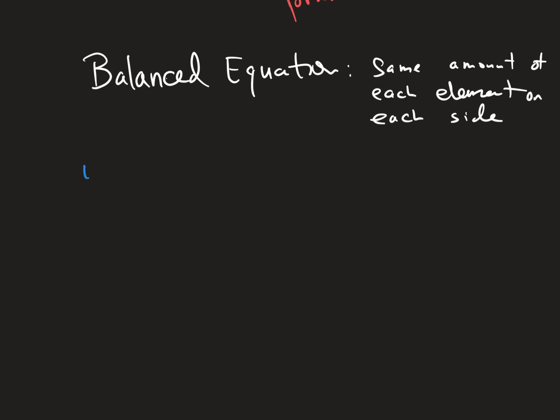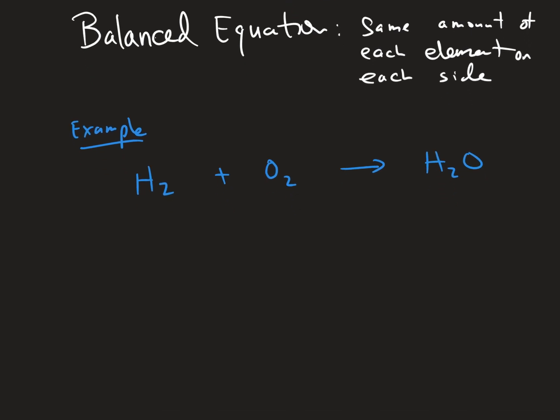So let's do an example. We have H2 plus O2. What do you think it makes? Water, right? But we can see that's not balanced. So you can do this a few different ways. I'm gonna show you how to show work. A lot of people like this. Some people don't. But you do it the way that works for you, okay?